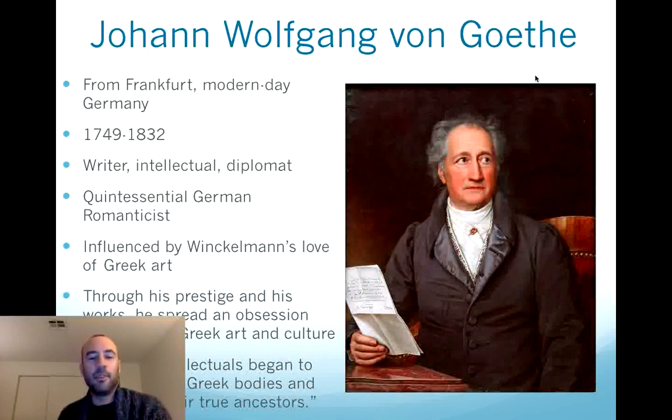And so, as Painter says, German intellectuals started at that point to claim ancient Greek bodies and culture as their true ancestors, because they're saying, wow, these people are so great. We're obviously so great. So there must be a connection there.